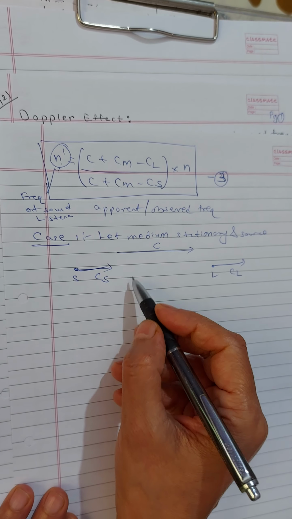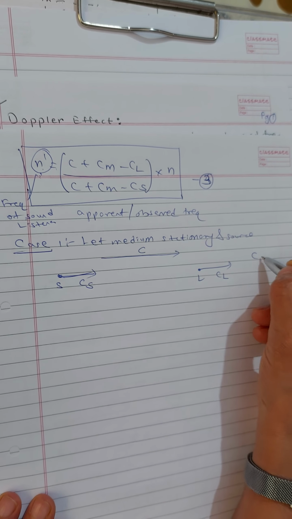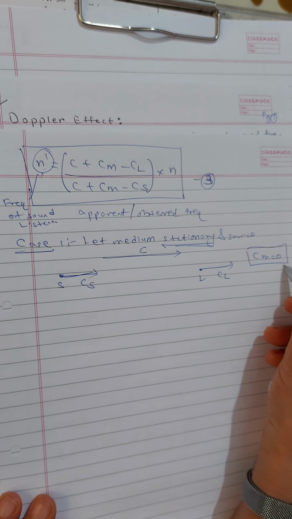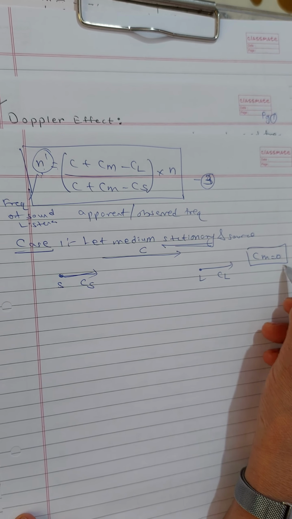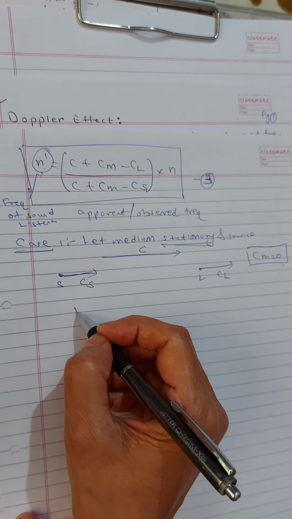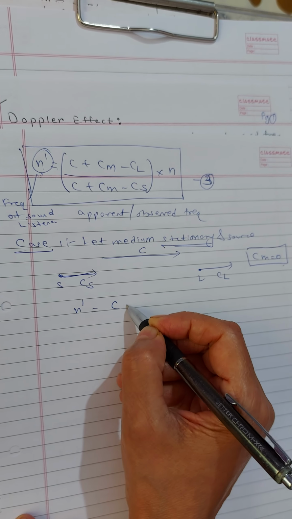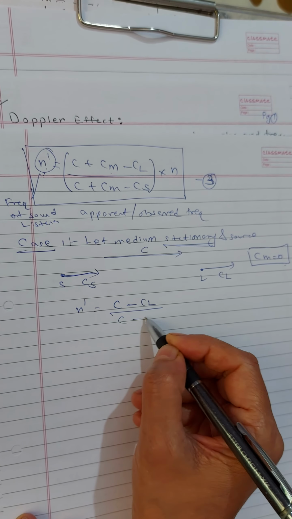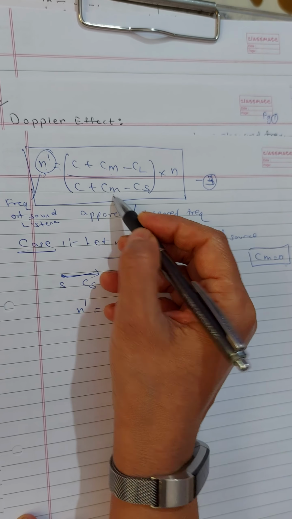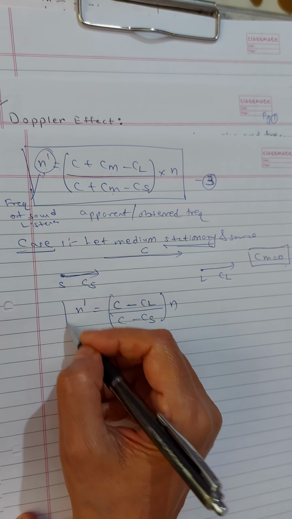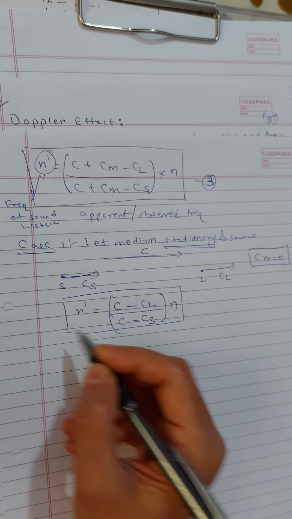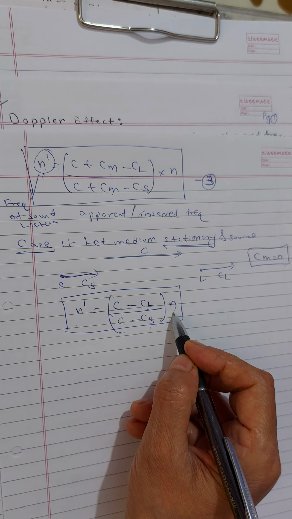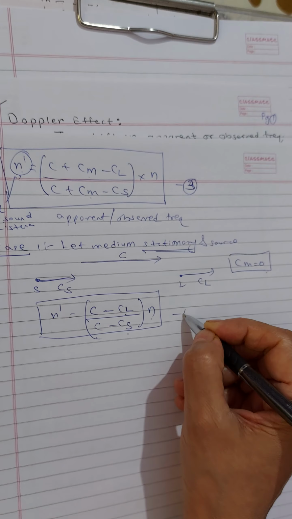Okay, now as medium is stationary, what is the first thing we should do? We should write Cm is equal to 0. The moment I say stationary, Cm is 0. So my equation number 3 will become what? N dash is equal to C minus Cl, because Cm is 0, upon C minus Cs, because again Cm is 0, into N. This is case number 1. Okay, N dash is equal to C minus Cl upon C minus Cs into N. So this is my expression number 4.